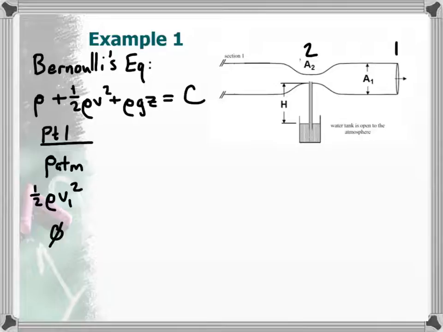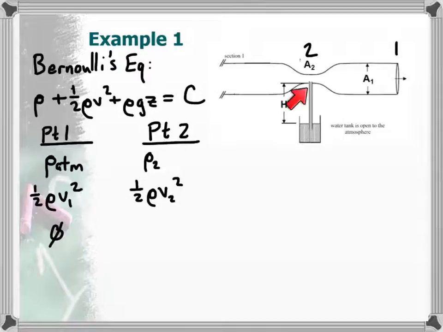Okay, so let's do a similar process at point 2. This pressure, we don't know what it is. We've got to figure it out. So we'll call that P2. And then the fluid we can assume is flowing at some velocity V2, which means the kinetic energy per unit volume is 1/2 rho V2 squared. Again, no change in potential energy of the fluid, so we'll completely ignore that third term.